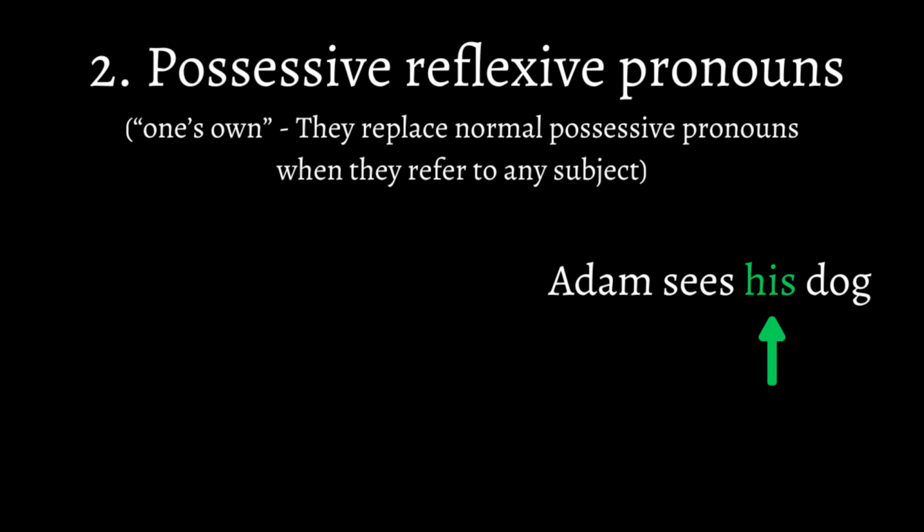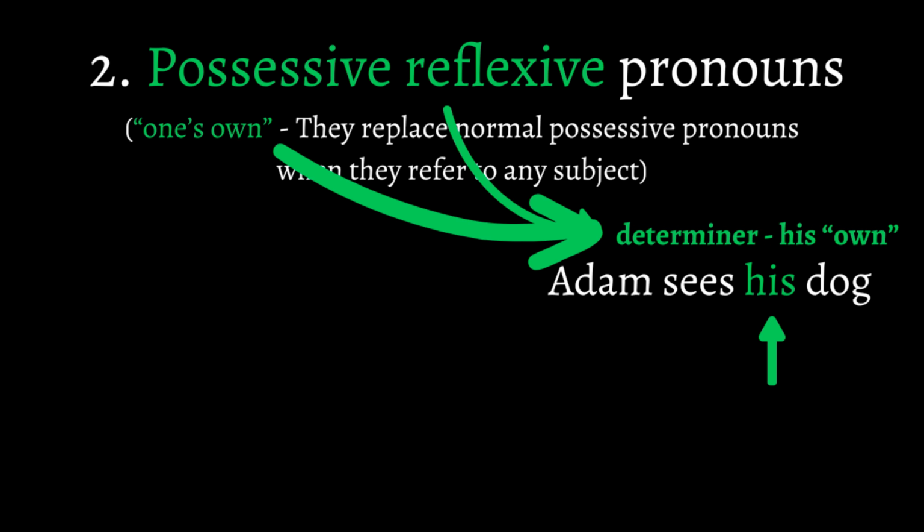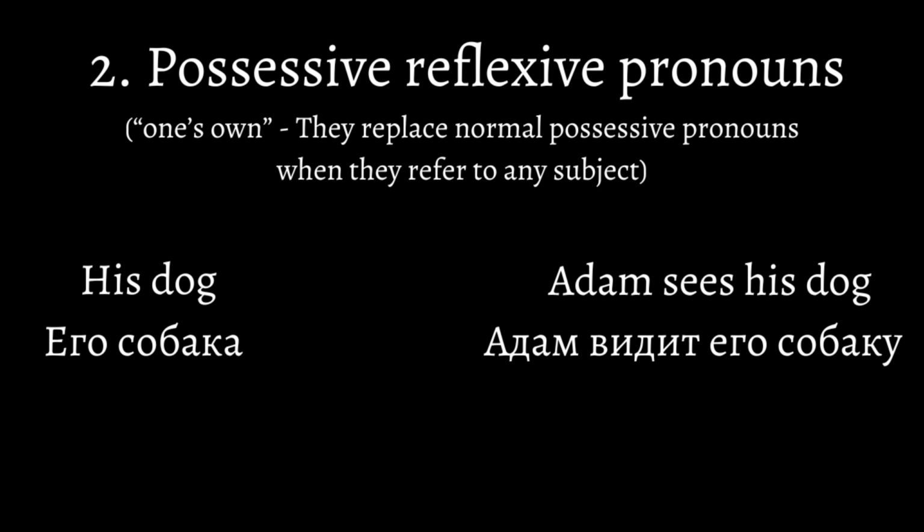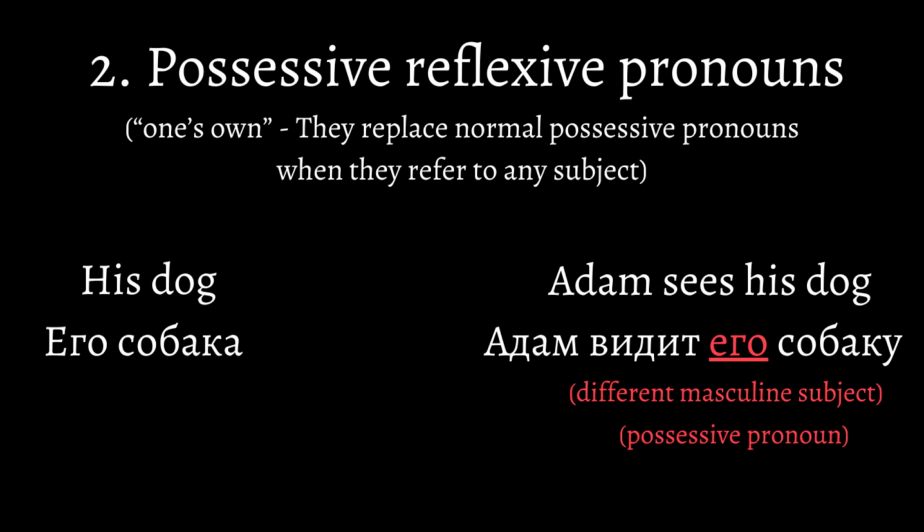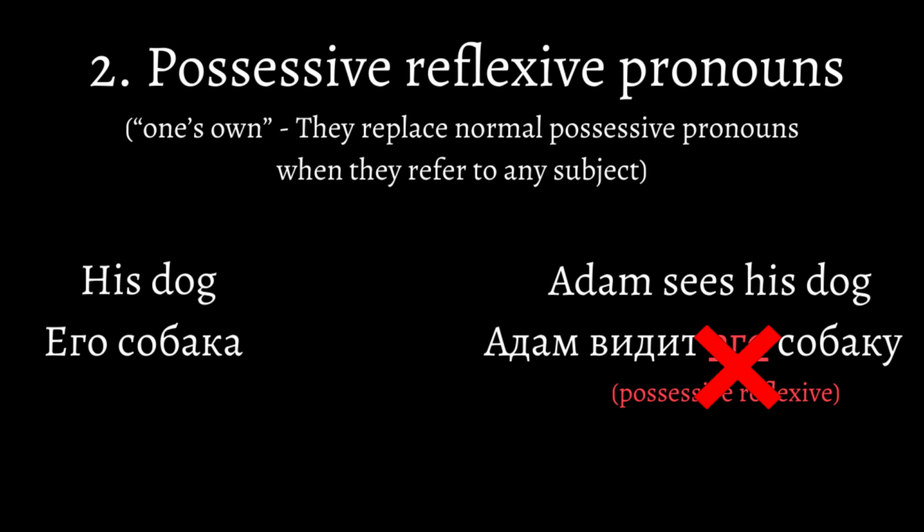In these cases, English is more open because his has 2 meanings, either a possessive pronoun, someone else's dog, or a determiner, Adam's own dog. And the determiner is the possessive reflexive that Russian has. If you were to put these phrases in Russian, you would want to say его собака and Adam видит его собаку. This construction still works, but его would indicate a different masculine subject. As a reflexive, it's incorrect, because его would be a simple possessive.